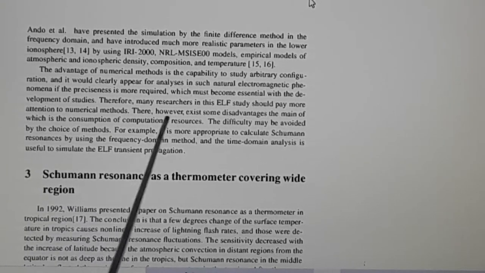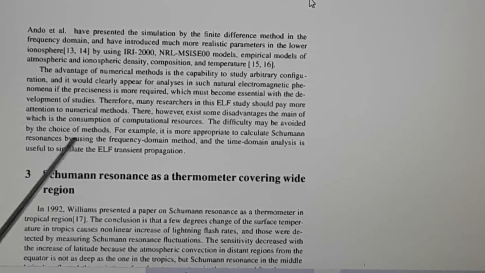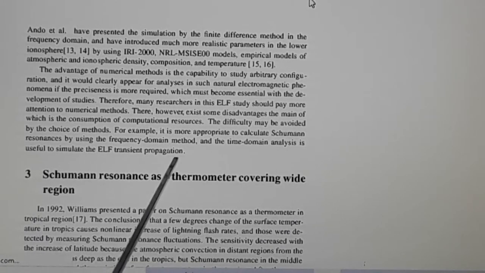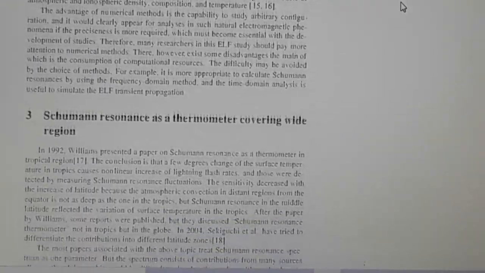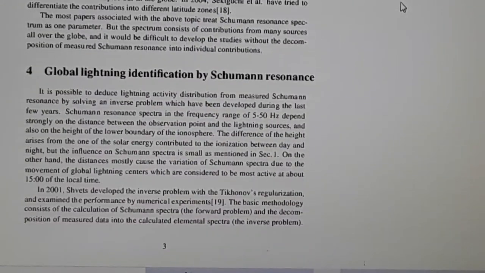For example, it is more appropriate to calculate Schumann resonances by using the frequency domain method, and the time domain analysis is useful to stimulate the ELF transient propagation. All right.